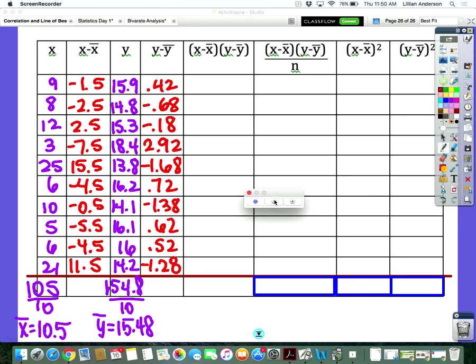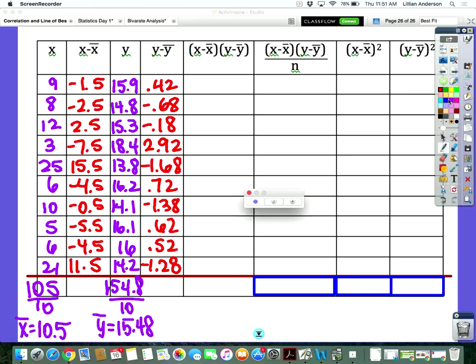All right, so the next column, as you can see, is we're going to multiply the x minus x bar number by the y minus y bar number. So basically my numbers that I put in red so you can distinguish them easily, we're going to multiply them together and then fill in that column, okay? So everybody do that. What are your numbers? Do not round, do not round.